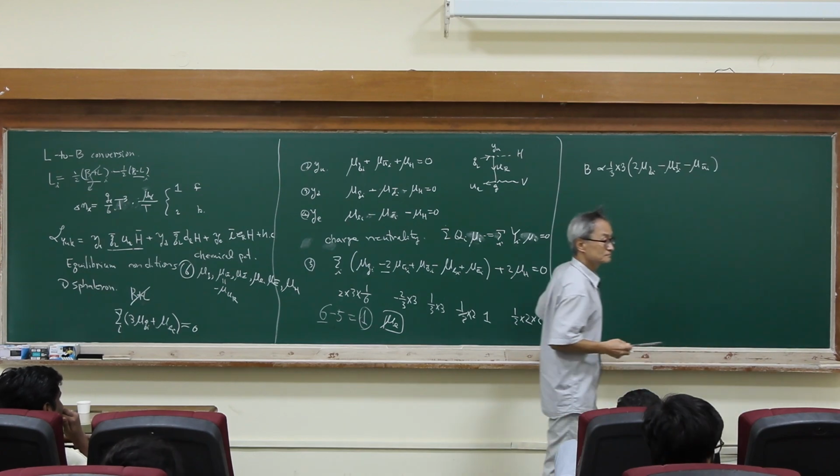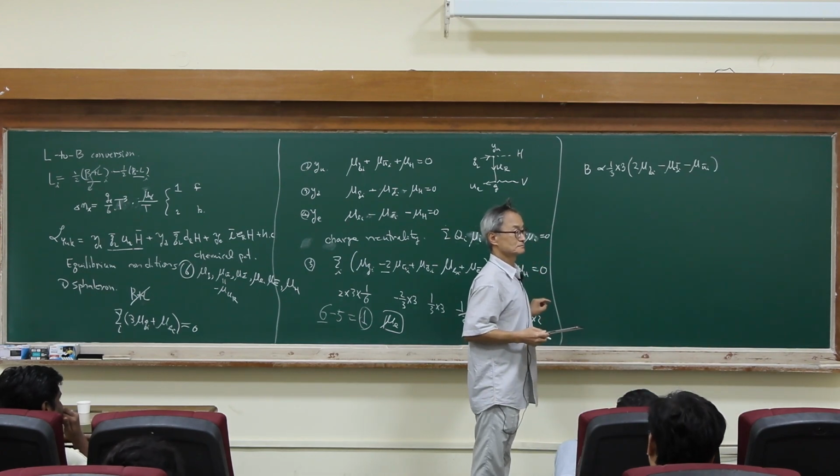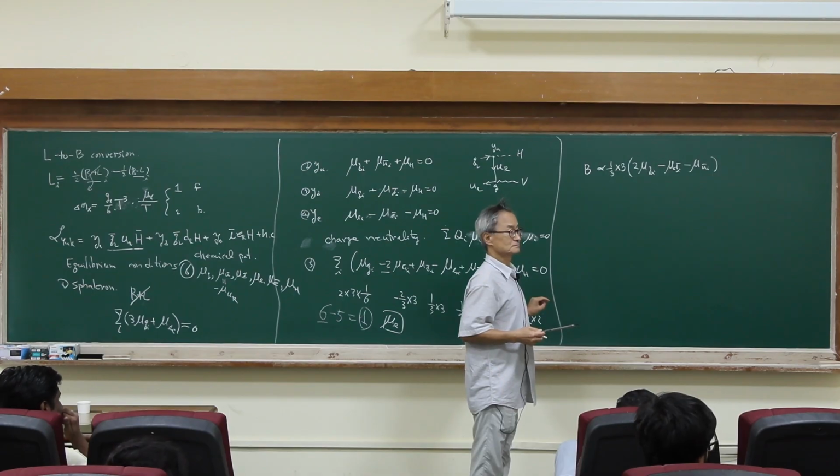Are you assuming that, at least in this context, the baryon asymmetry and the lepton asymmetry are equal? No, they can be different.